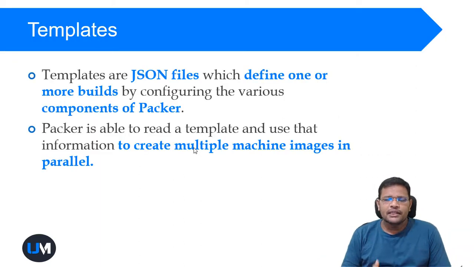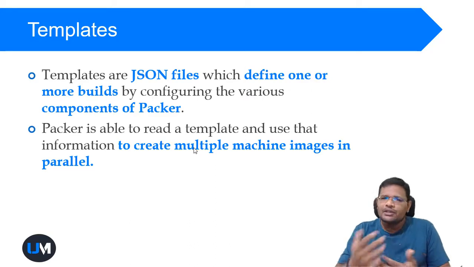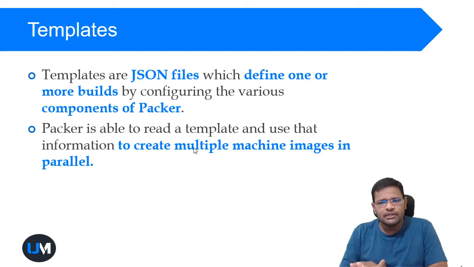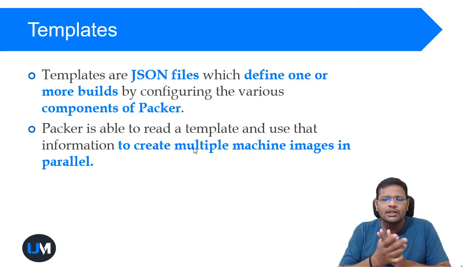So first thing is templates. What do we call templates? Templates are JSON files, or they can be HCL2 formatted files, which will define one or more builds, like what are the components we are going to build using Packer. This template file will contain all about which type of build we are using, what builders we are using, what post processors and what provisioners.